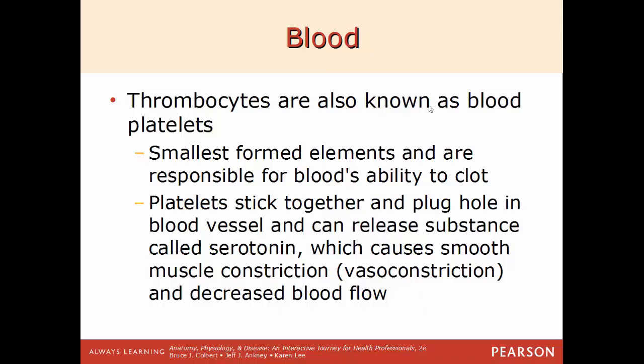And these aren't really full cells. These are basically fragments of a much larger parent cell. So these are not considered to be whole cells. So whenever you have an injury, platelets will stick together at the site of injury, and as these platelets collect and get larger and larger and larger, they end up forming a plug, a platelet plug that blocks the injury site. And after that, they release serotonin, which will cause smooth muscle constriction, which will decrease blood flow. So this is all a part of the clotting process.